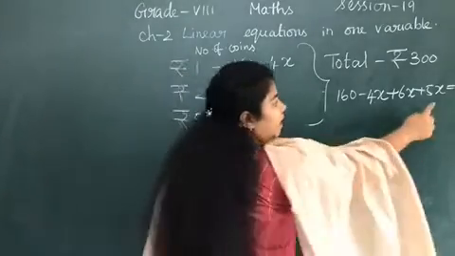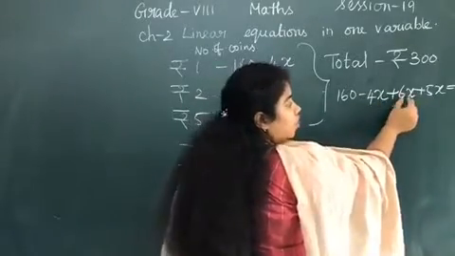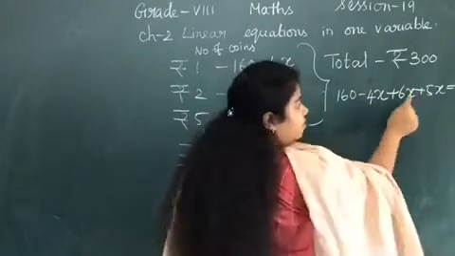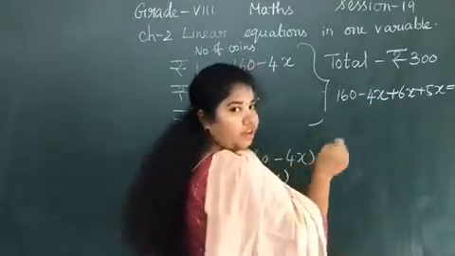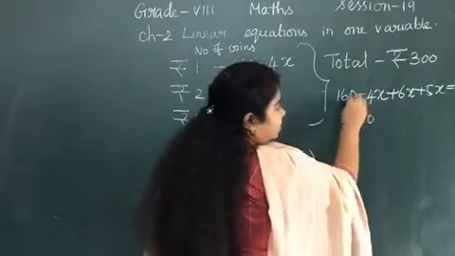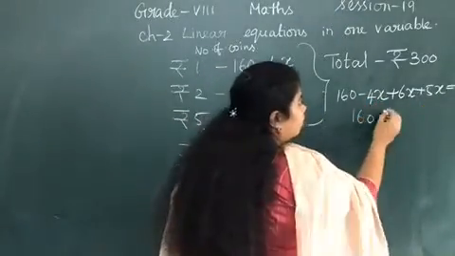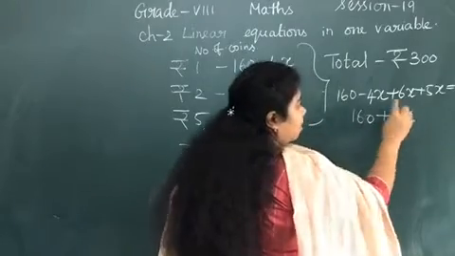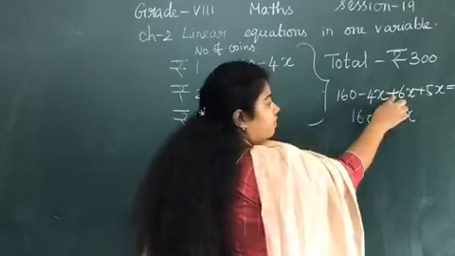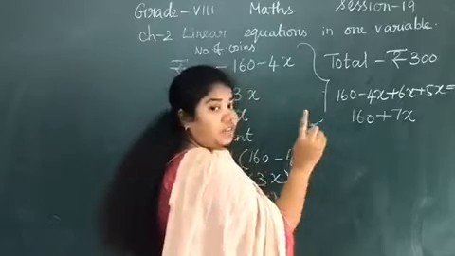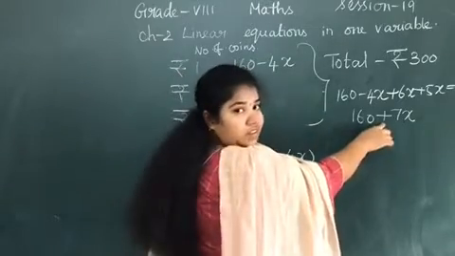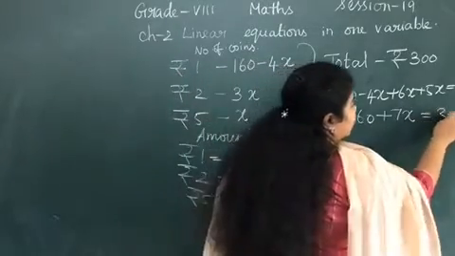That is, my variables are the same, so I am taking the coefficients and solving. 5 plus 6 is 11. 11 minus 4 is 7. So 160 as it is will come. And this if I solve I am getting 7x, because 6 plus 5 is 11, 11 minus 4 is 7, and 7 is a positive number. So I have written plus 7x, which is equal to 300.